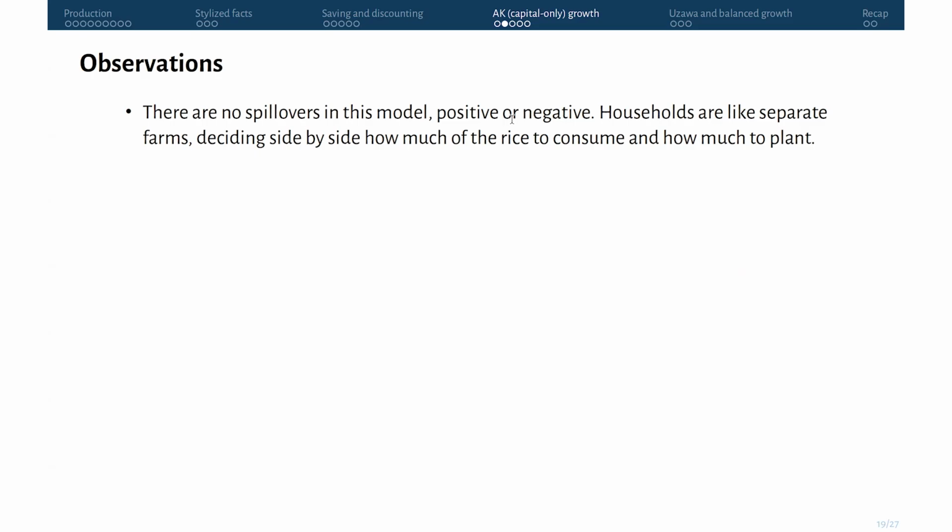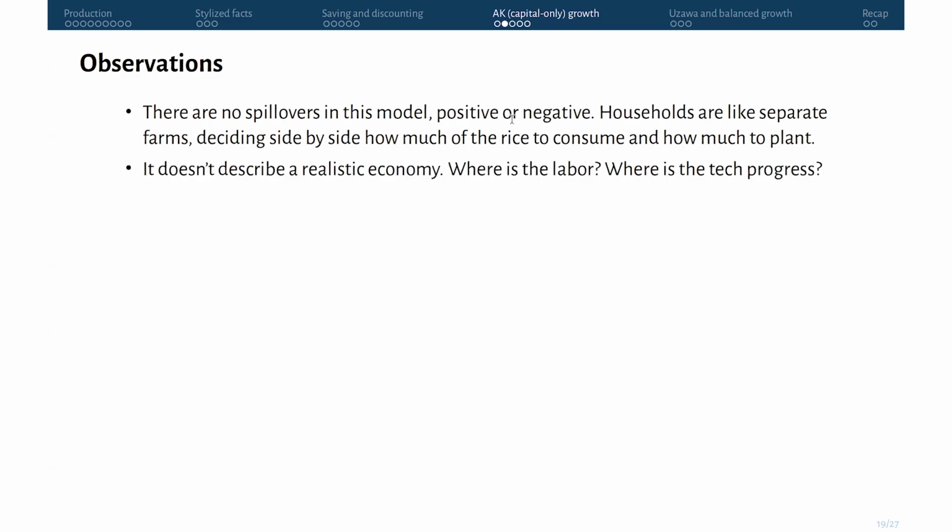And so we can think about households sort of like separate farms, deciding side by side how much of the rice they produced last year to consume and how much to plant for next year. And how much they get next year is just proportional to how much they're planting. It does not describe a realistic economy. Of course, there's no labor in it. And even though there is a technology term, there's no room for it to be driving growth, at least under realistic conditions that have held in the past of constant growth, constant interest rate.